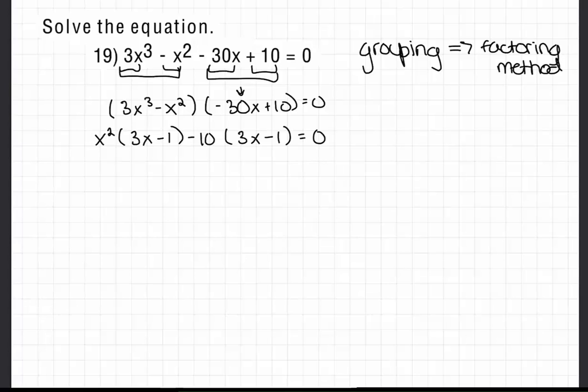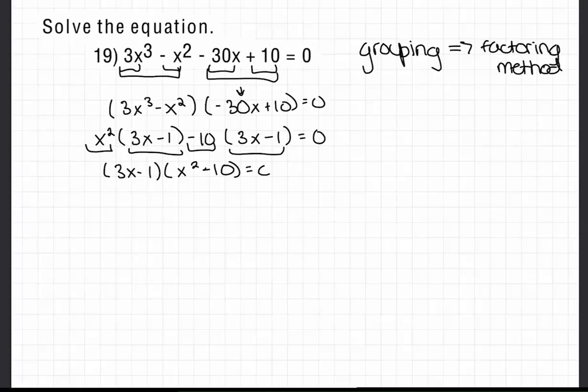So we see that we have 3x minus 1 repeated twice. So that means we can rewrite it as 3x minus 1, and then we take our terms on the outside that we had to factor out and put them into one argument: x squared minus 10 is equal to 0. Now that we have it simplified, we can set each argument equal to 0 to solve. So when we do that, we're going to have 3x minus 1 is equal to 0, and x squared minus 10 is equal to 0.